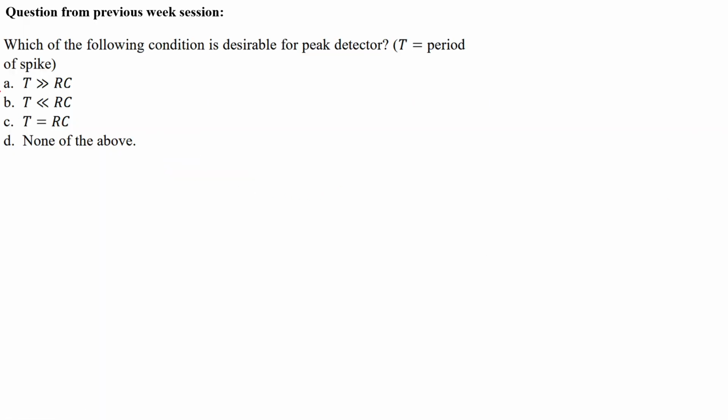So the correct answer was the same. There is no change in the answer. I am just explaining it again because in the last session there was some doubt regarding that. So the correct option is still the same, that T should be greater than the time constant RC. First of all, we'll start with how a peak detector works.